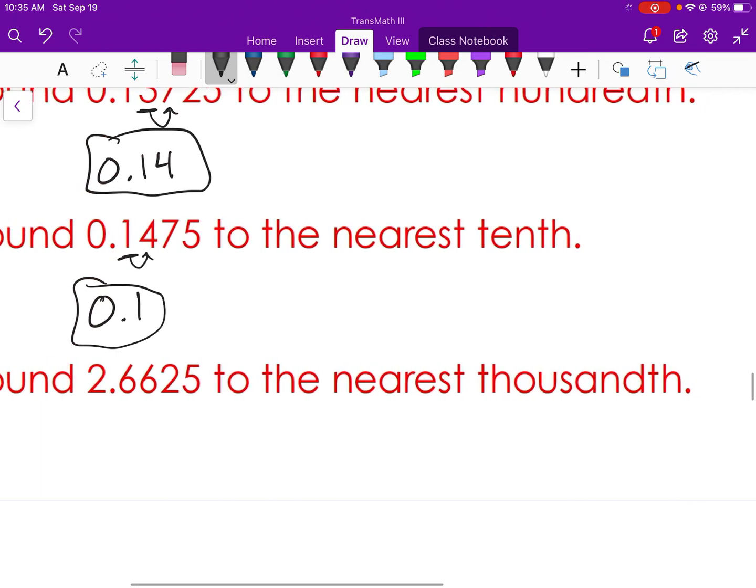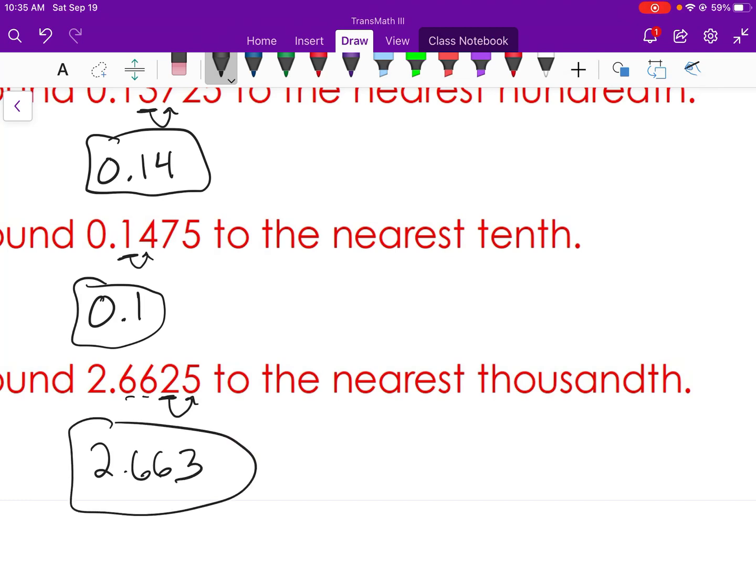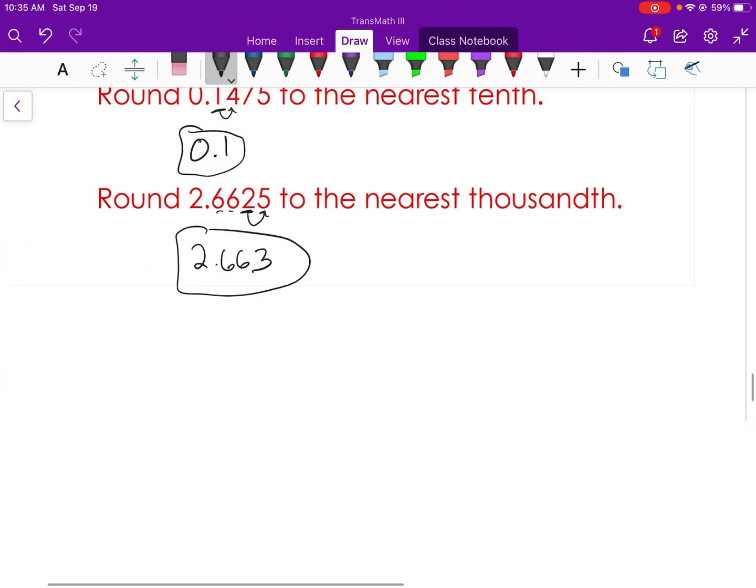And then finally, the thousandths place: tenths, hundredths, thousandths. 5, again, tells us to round up. So 2.66, and that tells us to round up that digit. So 3. All right, there's rounding.